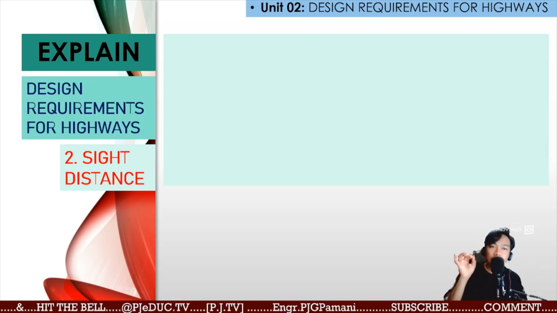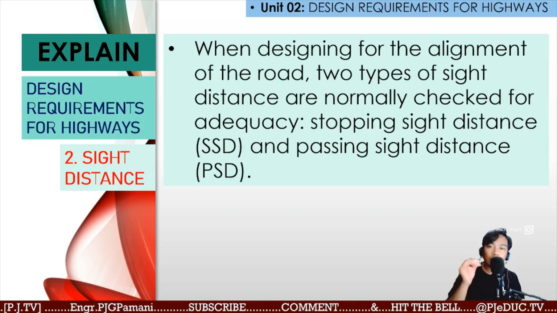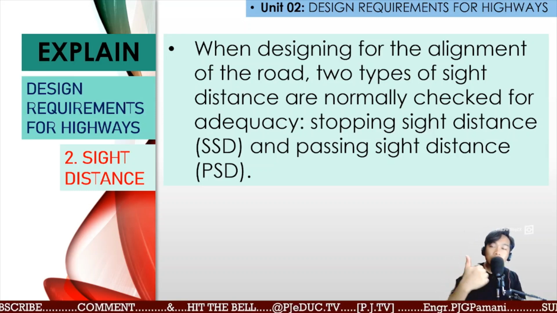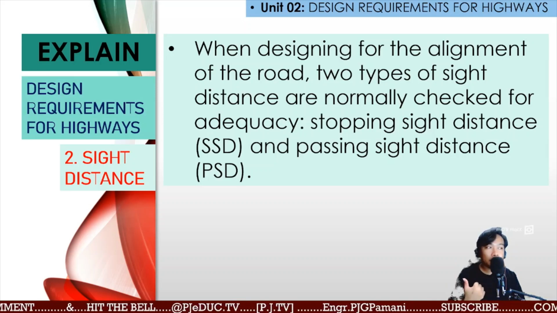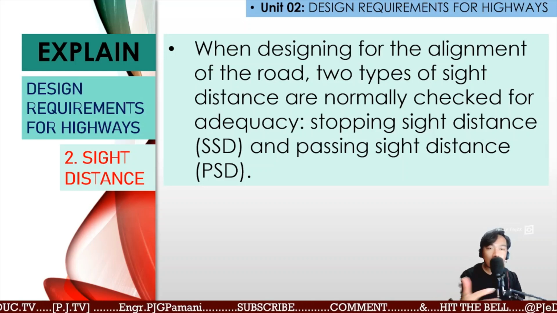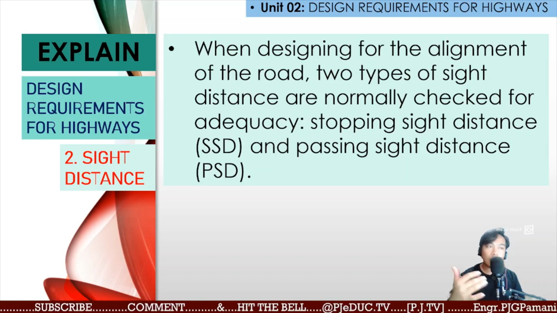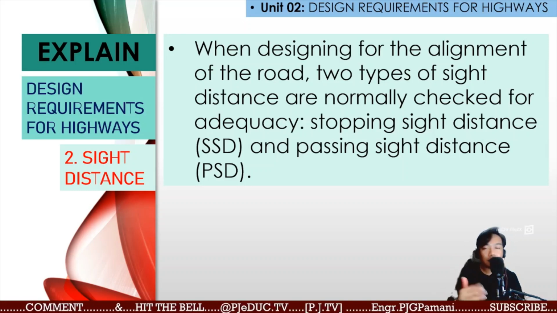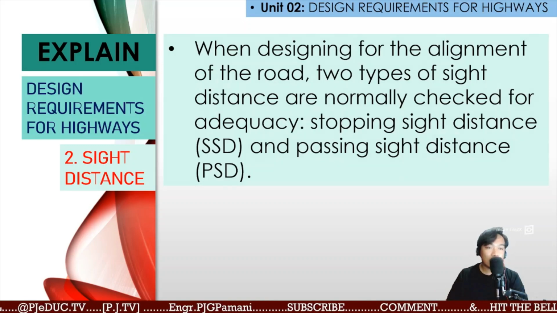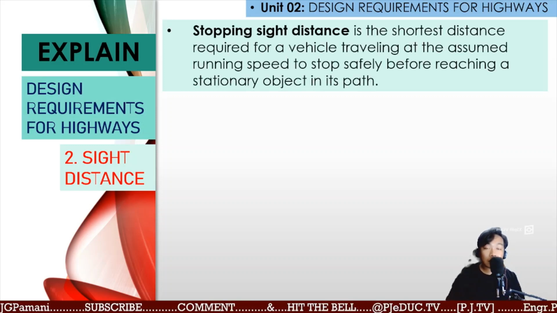The design speed, when designing the alignment of the road, there are two types of sight distances that are normally checked for adequacy. First up is our stopping sight distance, also known as SSD, and the passing sight distance, which is PSD. Common design procedures are based on SSD. But when it comes to overtaking a left lane or a right lane of a vehicle in the opposite direction, we then pursue PSD, or the passing sight distance. Now, stopping sight distance.